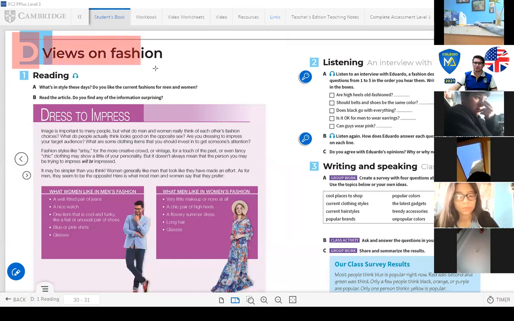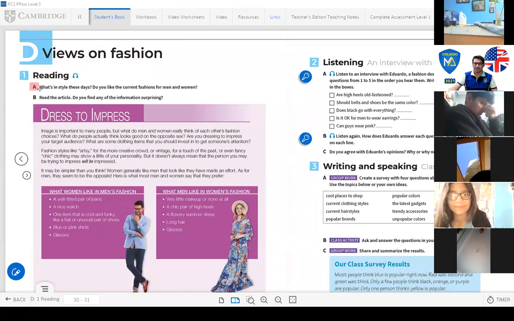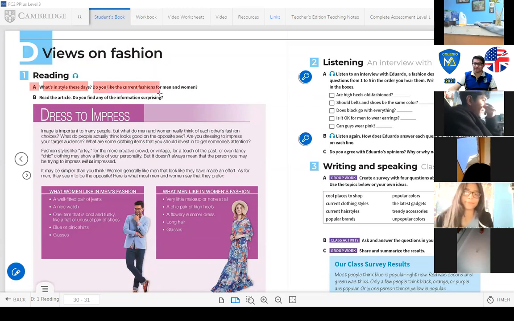B, views on fashion. One, reading. A. What's in style these days? Do you like the current fashions for men and women? Do you like the current fashion? Okay, for men and women.